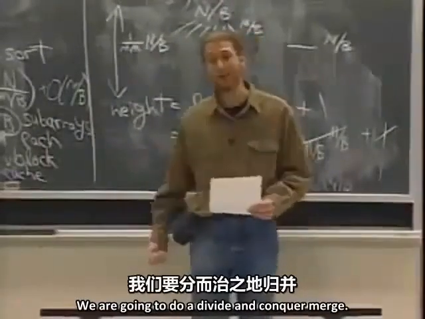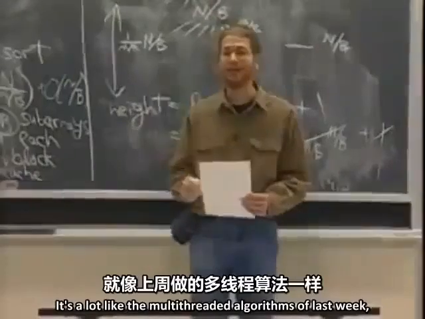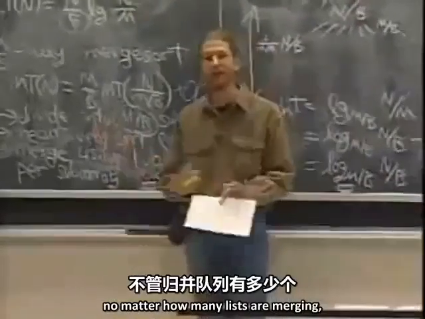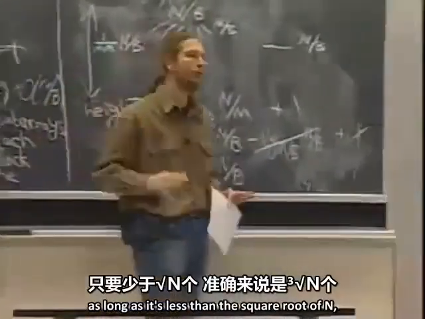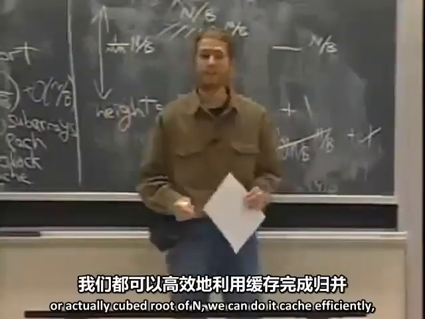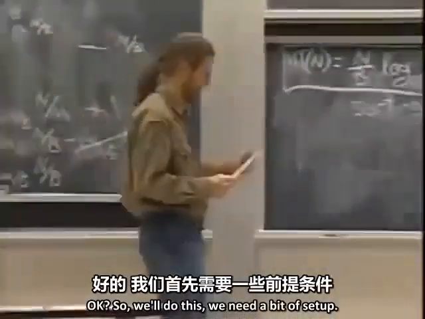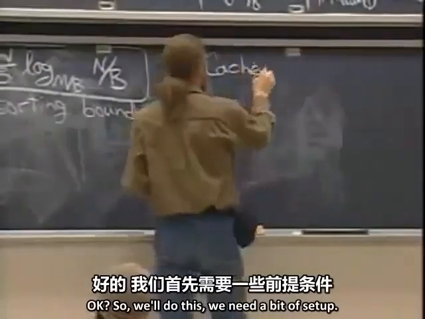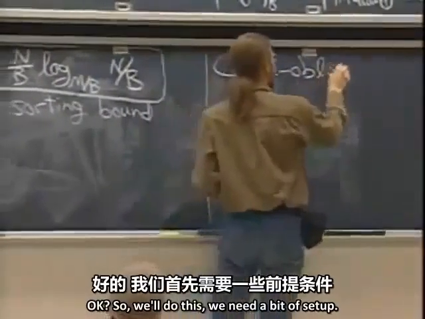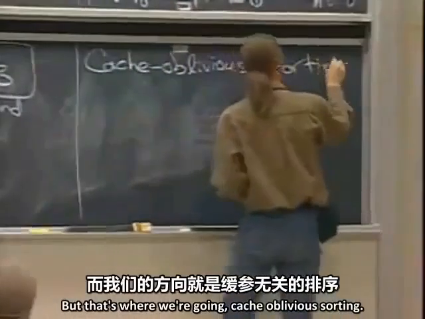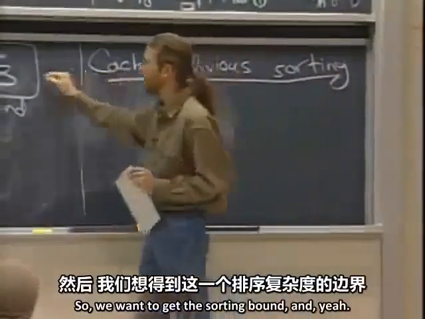We're going to do a divide and conquer merge. It's a lot like the multi-threaded algorithms of last week. Try and do a divide and conquer merge so that no matter how many lists are merging, as long as it's less than square root of N, or actually cube root of N, we can do it cache efficiently. Okay, so we'll do this. We need a bit of setup. But that's where we're going. Cache oblivious sorting.